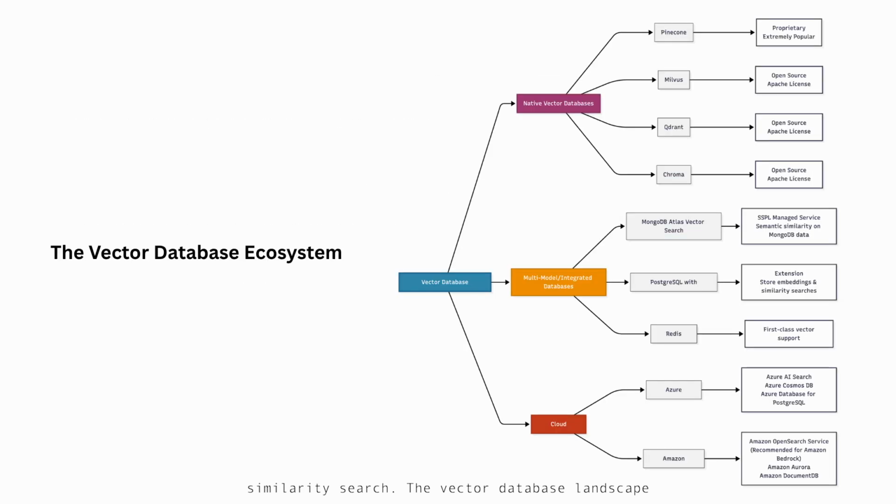The vector database landscape is incredibly dynamic currently. We see implementations falling into a few key categories. First are native vector databases. These are purpose built from the ground up to optimize vector storage and indexing. Prominent examples include Pinecone, Milvus, and Chroma.